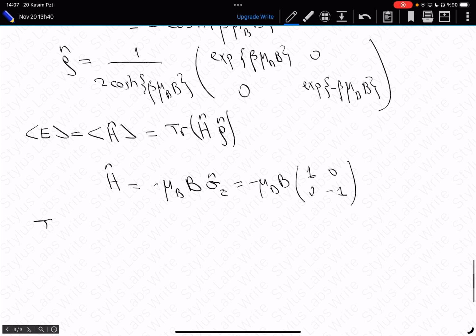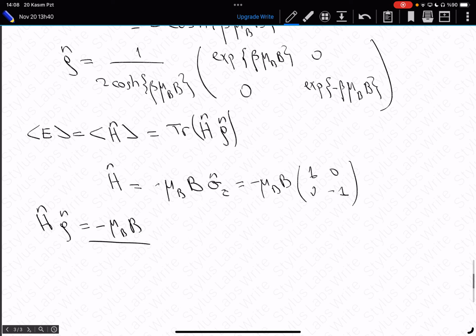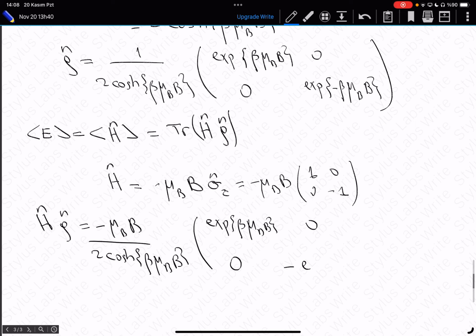So the trace of Hamiltonian times rho is (mu b times b minus mu b times b) divided by twice cosine hyperbolic beta mu b times b. This is the overall factor. If you multiply the matrices, the first row doesn't change. The second row gets a sign.